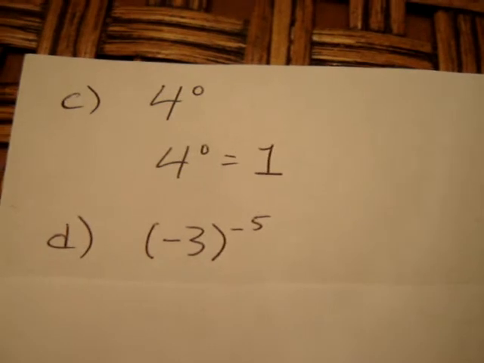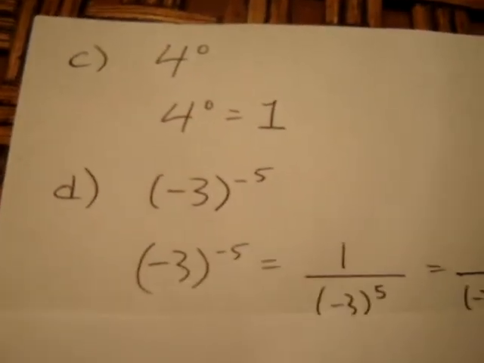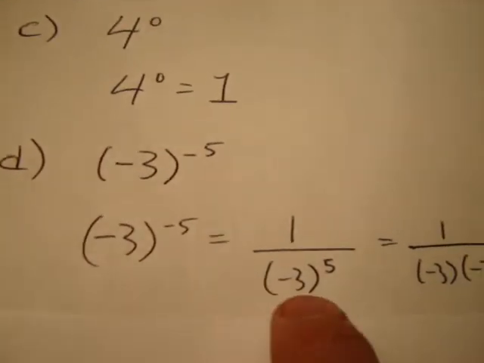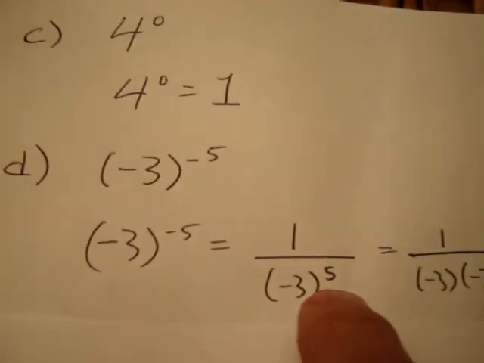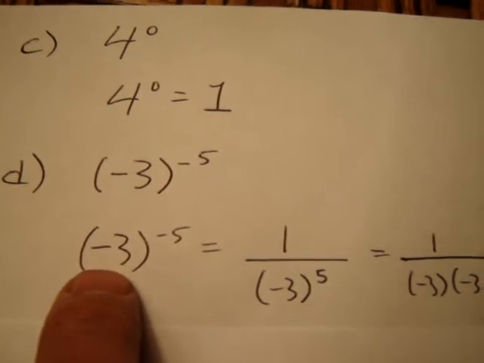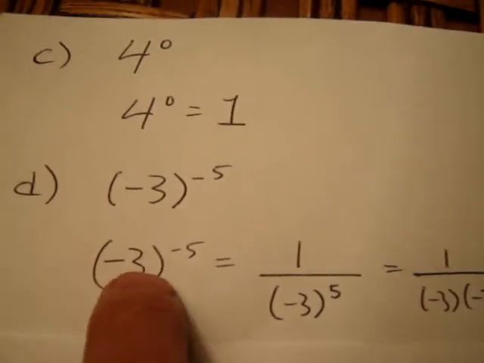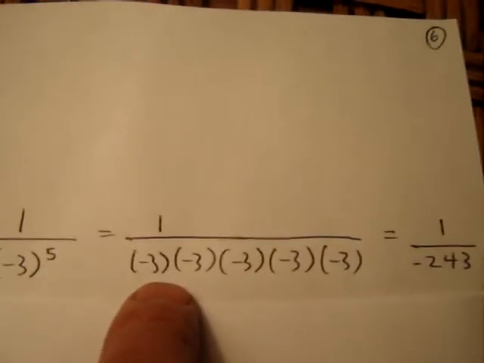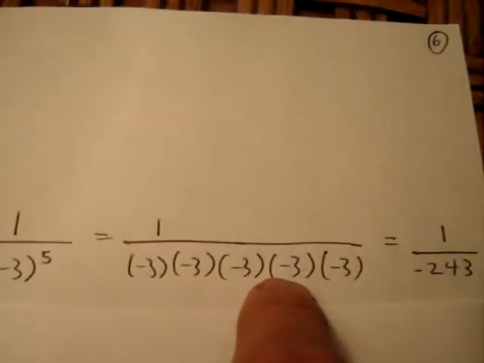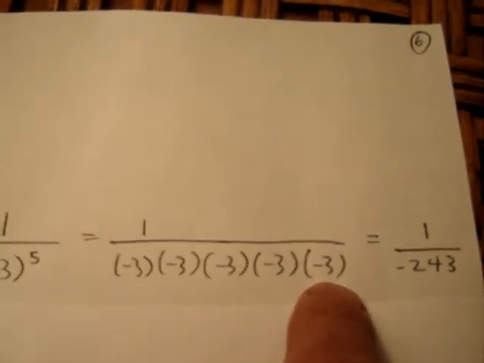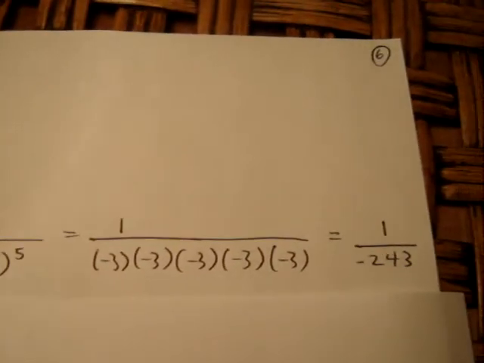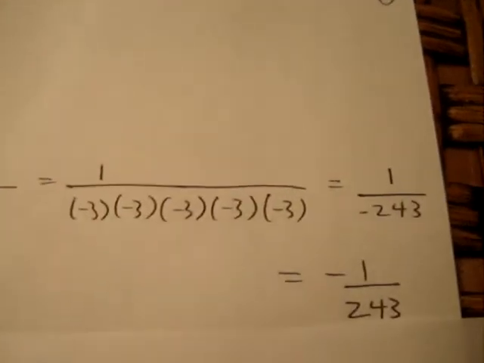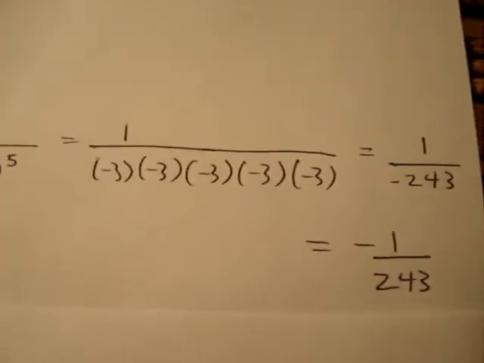Negative 3 quantity raised to the exponent negative 5 is going to equal 1 over negative 3 to the exponent positive 5. Now we don't change the sign of the base, we just take the reciprocal of the base, but we change the sign of the exponent. Okay? So we get 1 over negative 3 times negative 3 times negative 3 times negative 3 times negative 3, which is 1 over negative 243. I personally prefer to put the negative sign in the numerator, so it's negative 1 over 243.